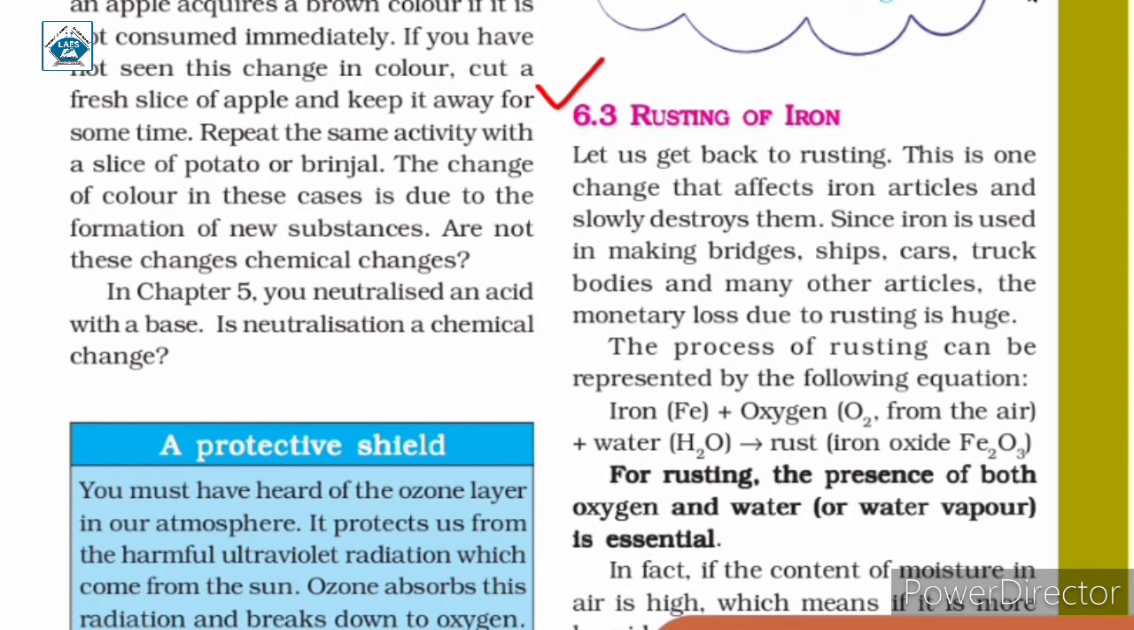Rusting of iron is a chemical change and it affects articles made of iron that are kept in the open and slowly destroys them. Because of rusting of iron, there is loss of money, that is, there is monetary loss. Because iron is used in making bridges, ships, cars, bodies of trucks and many other articles that are used in day to day life.